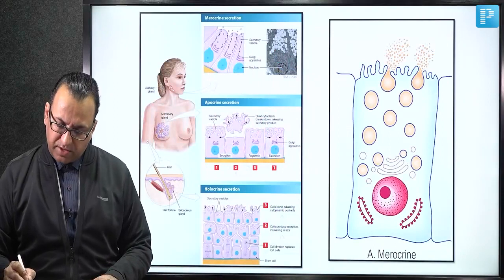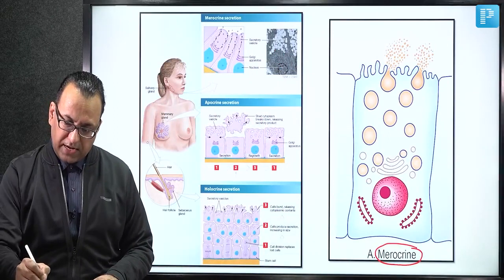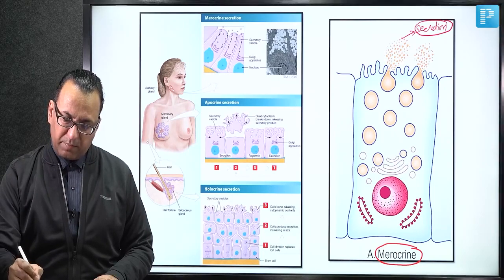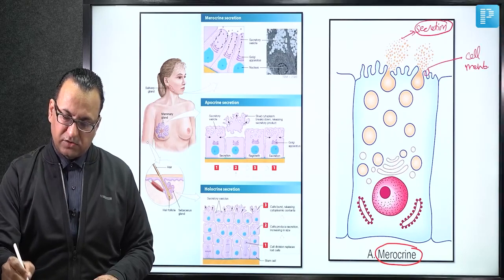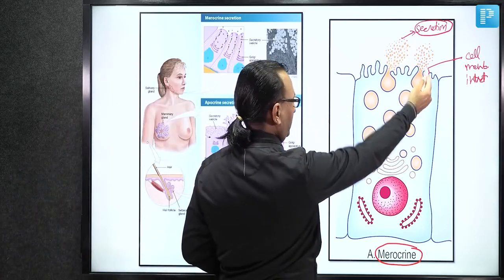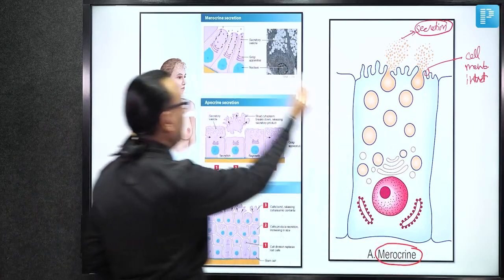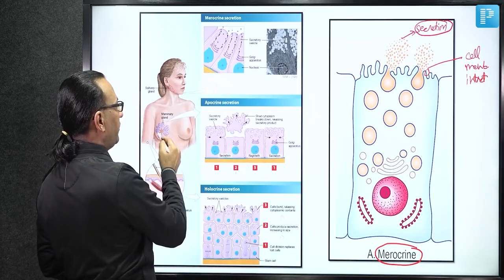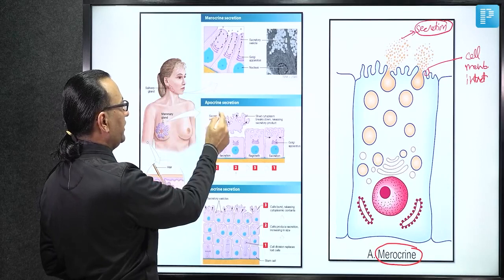In the first type, the merocrine variety, we have to understand that the secretion is coming out of the cell, but the cell membrane is intact. There is no loss of cell membrane, and only the secretions are moving out. So this is the merocrine or eccrine type of gland. One example we have taken is the parotid salivary gland. Let us move on to the next one, the apocrine variety of glands.